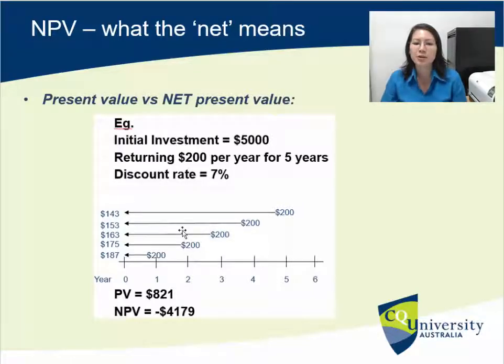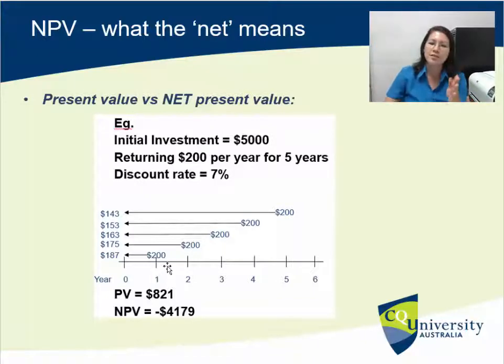So just a very, very simple example I just quickly whacked up. Initial investment, say $5,000, returning us $200 per year for 5 years, using a discount rate of 7%. So $200 in 1 year at 7% discounted back to present value, to today's terms, is only $187. $200 received in 2 years is worth the equivalent of $175 in today's dollars. $200 in 3 years is worth $163 in today's value, discounted at 7%. $200 in 4 years' time, discounted at 7%, is $153, and so forth.